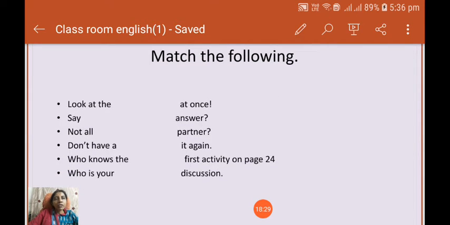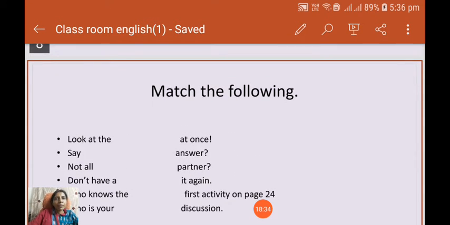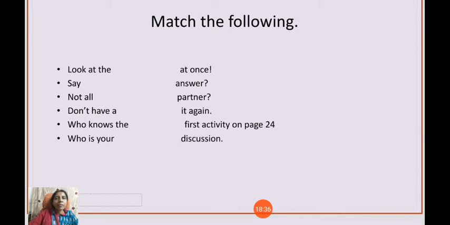Match the following. Here on the left side there are some phrases. On the right side also there are some words and phrases. You match the suitable one.